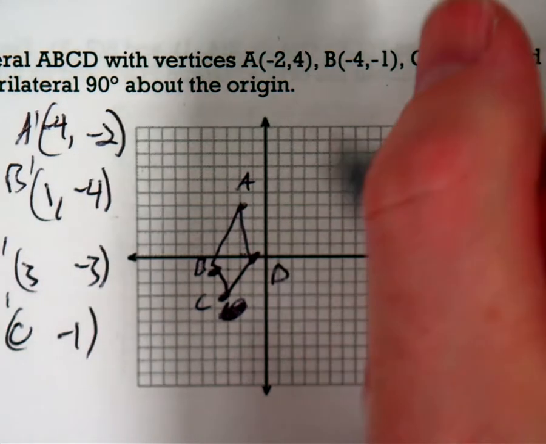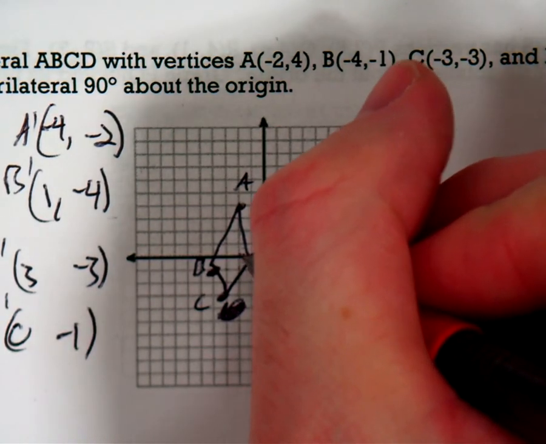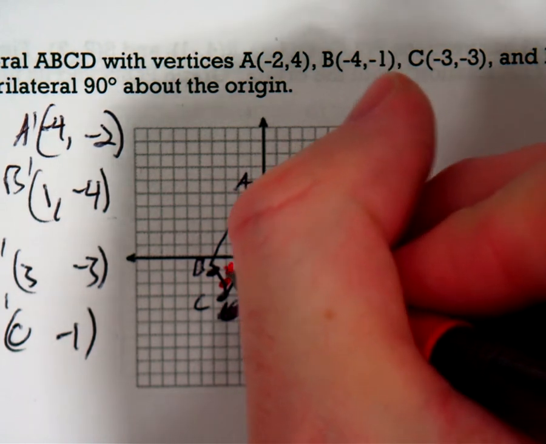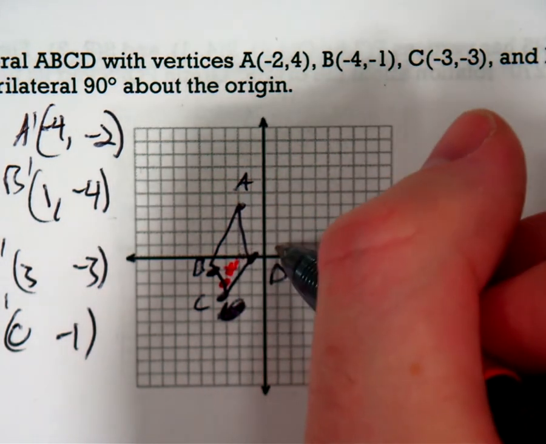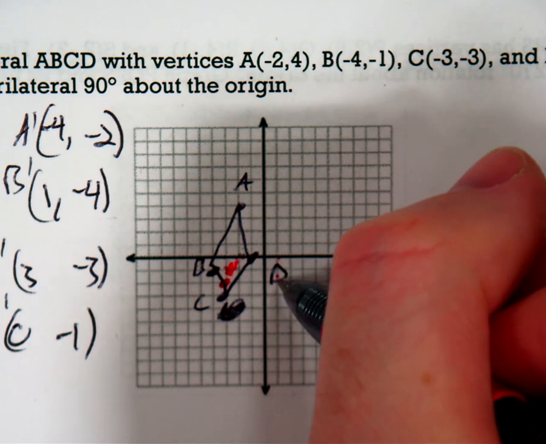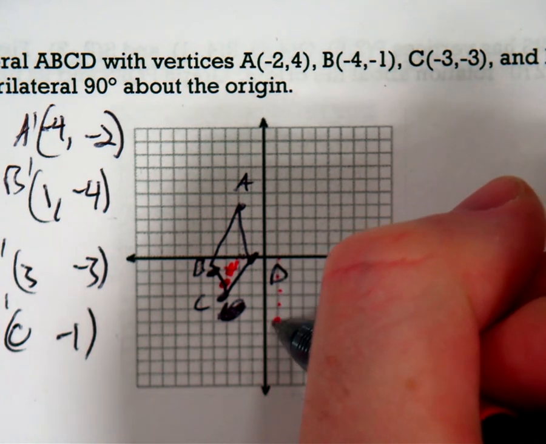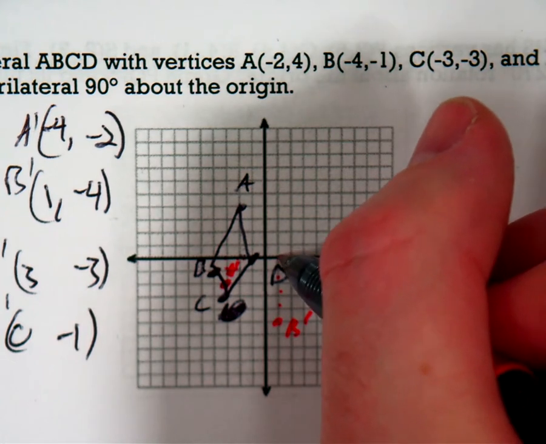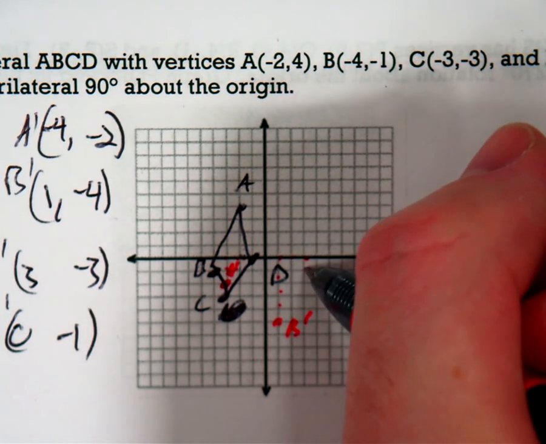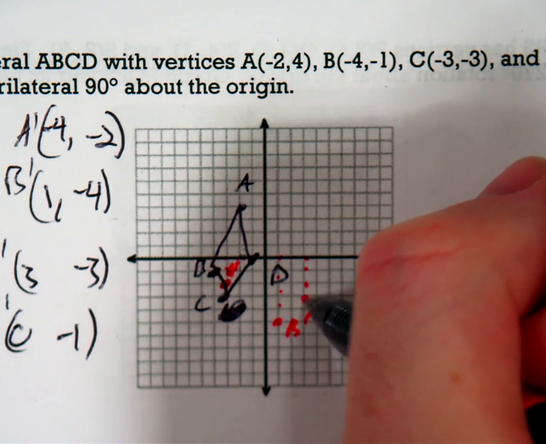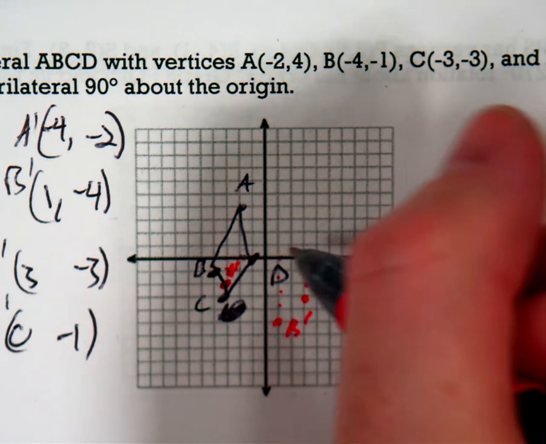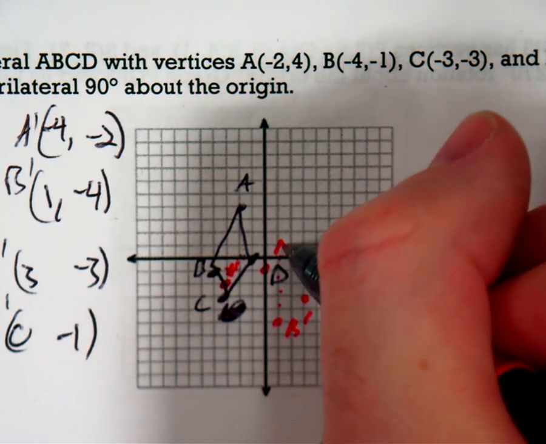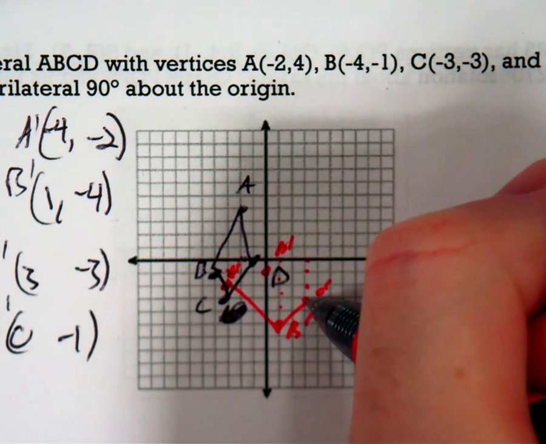All right. A prime, -4, -2. B prime is 1, -4. C prime is +3, -3. D prime is 0, -1. A, B, C, D.